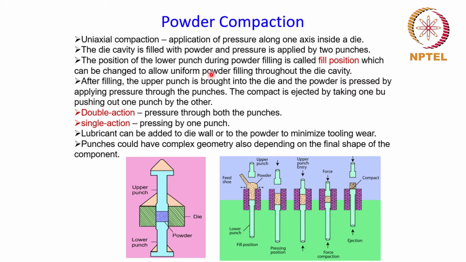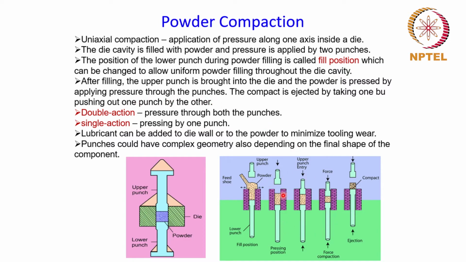The position of the lower punch during powder filling is called the fill position, which can be changed to allow uniform powder filling throughout the die cavity. Right, so this is what you can see over here. This is the position of the lower punch, the fill position where the powder is being filled into the die cavity. Now after the powder is filled into the die cavity, the upper punch is brought into the die and the powder is pressed by applying pressure through the punches.